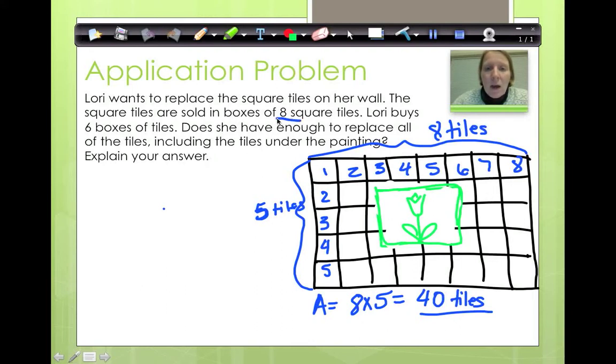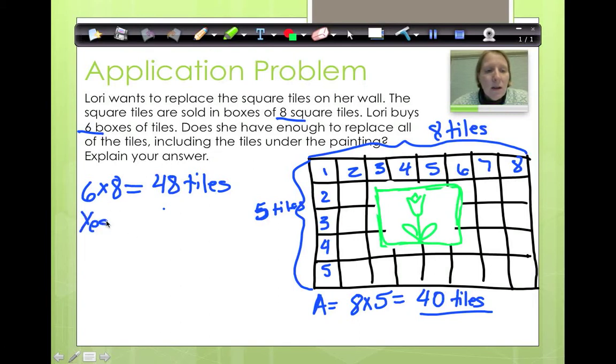Okay, so 8 square tiles in a box, 6 boxes. This is 6 groups of 8, isn't it? Let's write it that way. 6 groups of 8. And what is that? 6 groups of 8 is 48 tiles. Okay, so in my boxes, I have 48 normal looking tiles and 40 ghastly tiles to replace. Do I have enough? I do, don't I? So explain my answer.